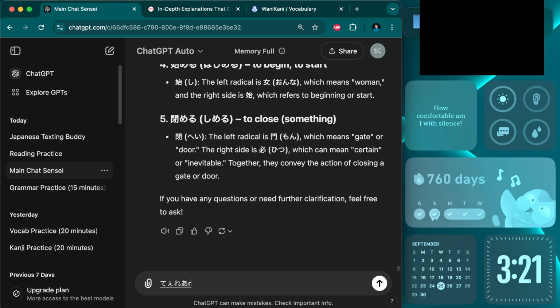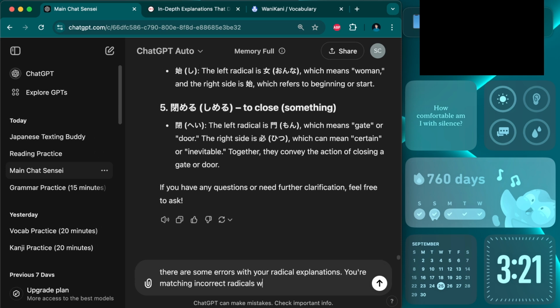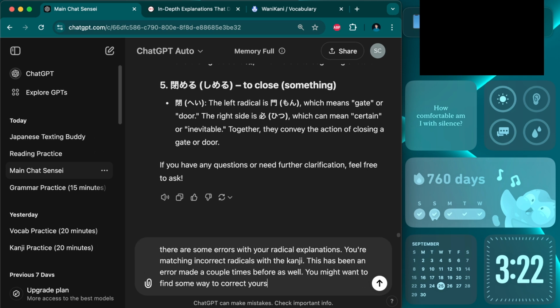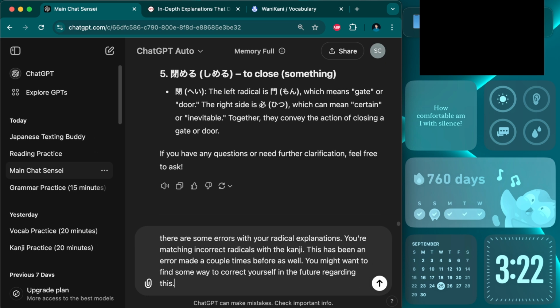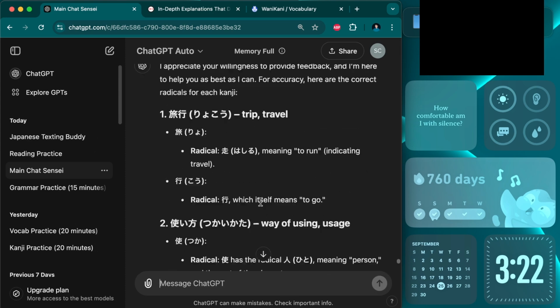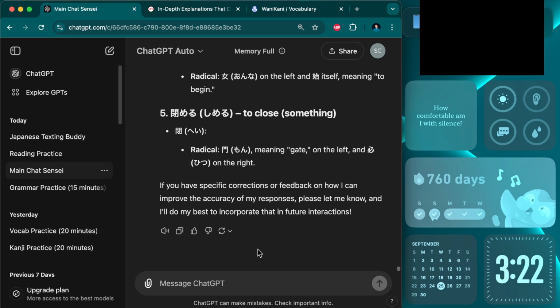I'll tell it once more. There are some errors with your radical explanations. You're matching incorrect radicals with the kanji. This has been an error made a couple times before as well. You might want to find some way to correct yourself in the future regarding this. It's still wrong. Is there a way to give feedback to make you more accurate? You know, I'm not going to bother trying to improve ChatGPT anymore. It's just a waste of time. So let's not do that and finish up this practice session.